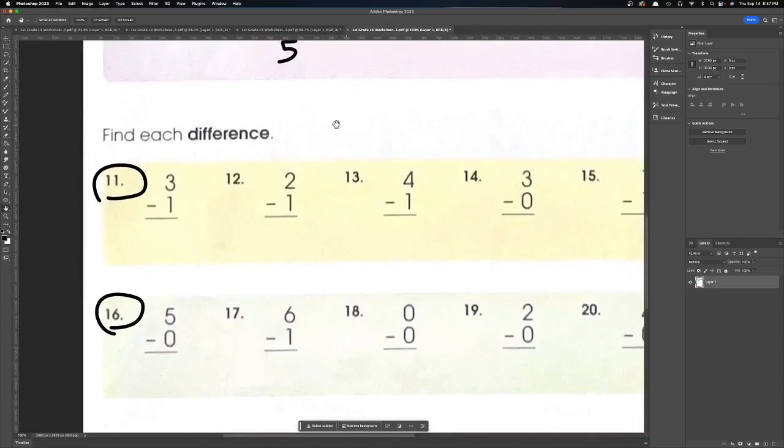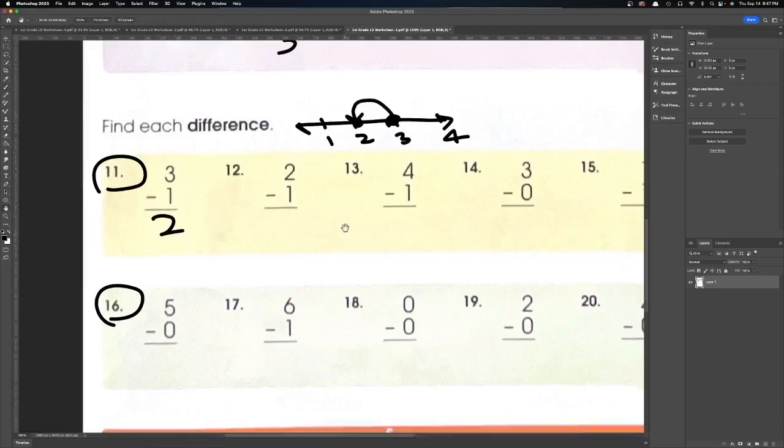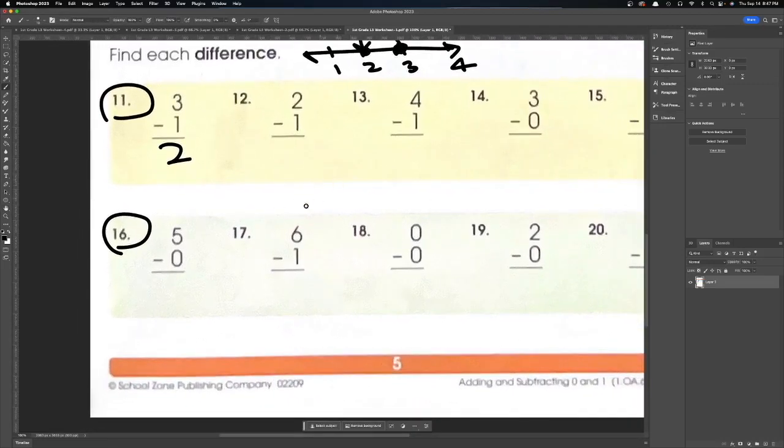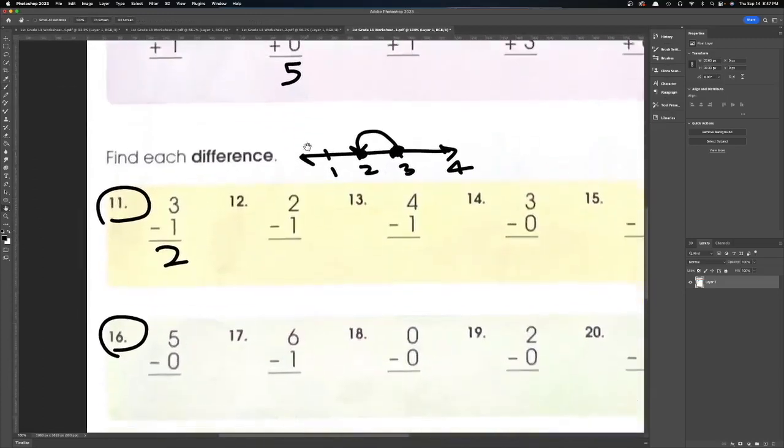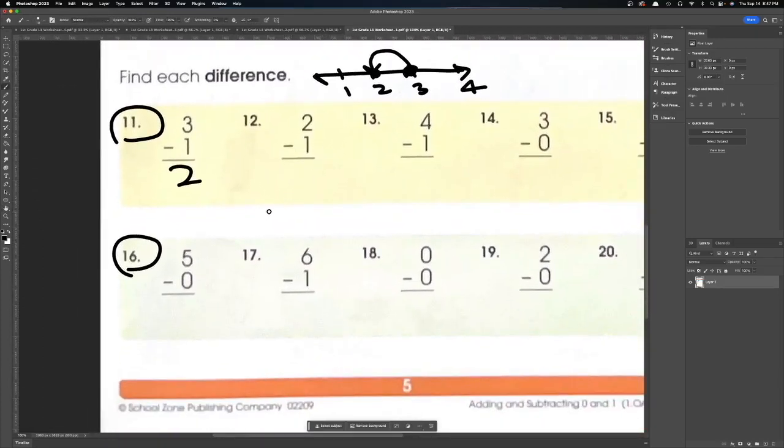Now, for finding each difference, let's do the number line to visualize again. Honestly, visualizing is a very helpful thing to do. We start at 3, and instead of going to the right one like we would do in adding, we go back 1 and land on 2, which is our answer for 11. And same principle for 16 as we applied in 7. If we're subtracting nothing, then we're not really taking away anything, so it's just going to be 5.